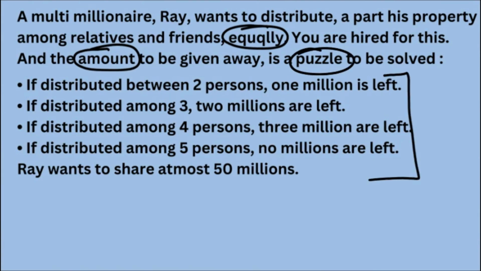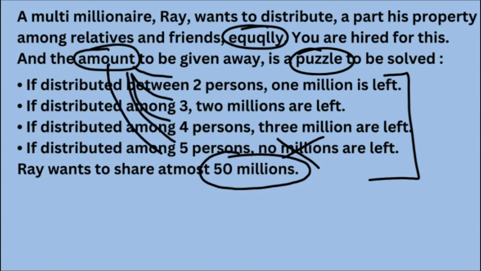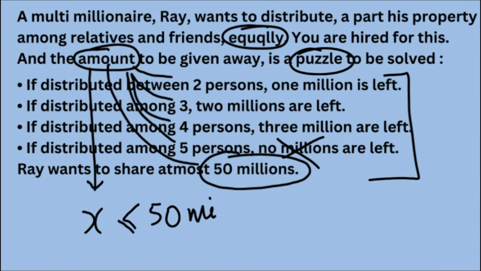If distributed between two persons, 1 million is left; between 3, 2 millions left; between 4, 3 millions left; between 5, no money left. And at most he wants to give away only 50 million. So if we consider the unknown amount to be x, x is definitely less than or equal to 50 millions.